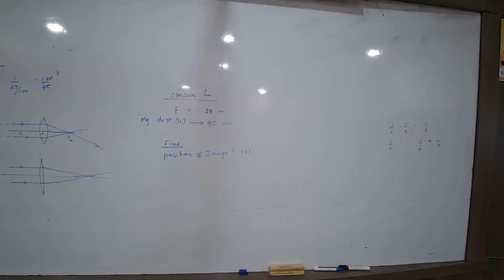Show your book. 22.5 is correct, but I just want to make sure you've done it right. Here you've gone wrong. See here, you have written it as 1 upon F plus 1 upon U. When you put this plus sign, F is negative and 90 is also negative. That is where you made a mistake. You can't just put a minus here.